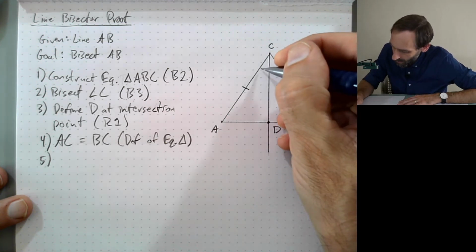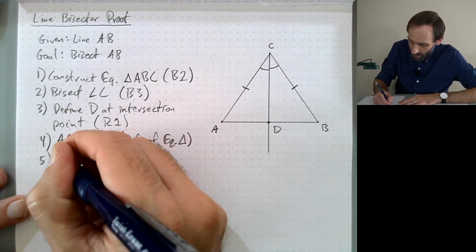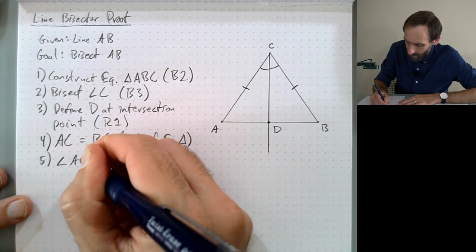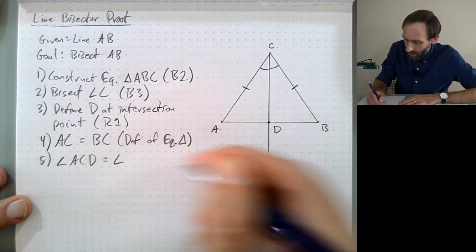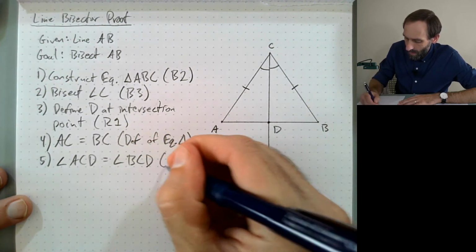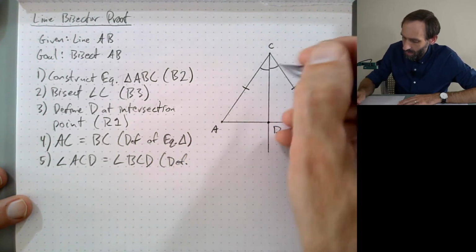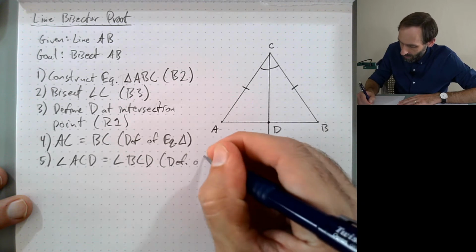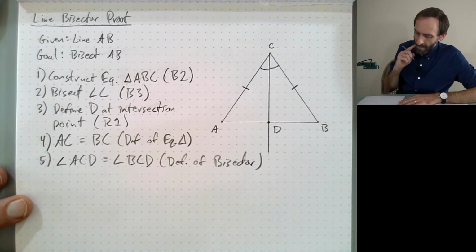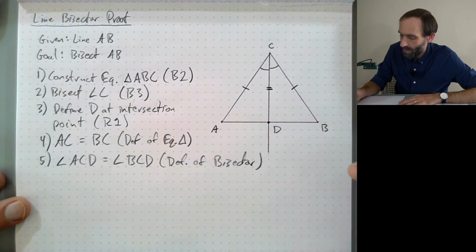Okay, step 5. Let's see. Well, I know that this angle here is equal to this angle here. So let's write that out. Angle ACD is equal to angle BCD. And that is based on the definition of bisector. Since I constructed a bisector, I know it divided the angle into 2 equal parts. So definition of bisector. Okay, and then, well, we have CD on top of itself, so we know that equals itself.